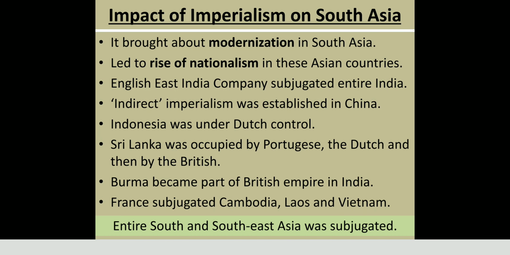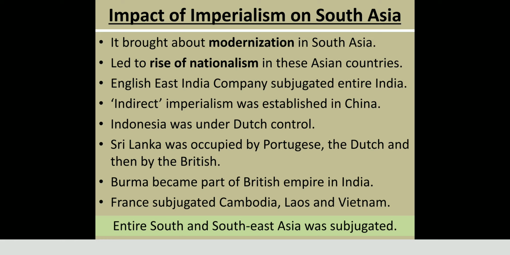Now, what was the particular impact of imperialism on South Asia? We see again that South and Southeast Asia was entirely subjugated, taken control of by the industrialized, powerful nations. It brought about modernization. A modern system of education was introduced. Finer health facilities were introduced. The transport system was made better. Postal facilities were made, and healthcare facilities were made better. So it led to development and quite a lot of modernization in these backward regions.